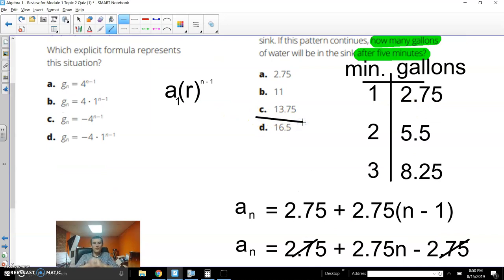Hope this video was helpful. We're going to have a quiz tomorrow, so take a look over your notes, all your vocab, and definitely make sure you memorize formulas like the ones that I've done in the video here. Definitely want to know how to build an explicit formula for arithmetic or geometric. Same thing for recursive.